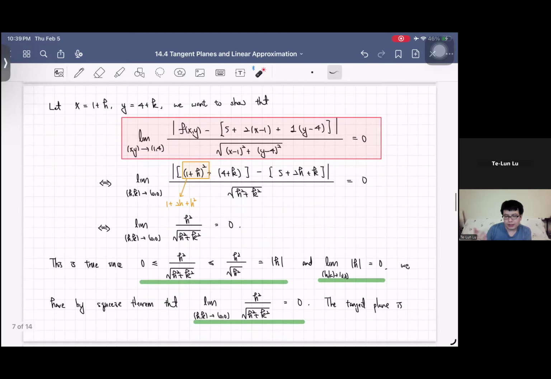And we can prove that simply by something like the squeeze theorem. Obviously this is larger than or equal to 0. That's okay, the left-hand side is really nice. And obviously it is less than or equal to this guy, right? Because we decrease the denominator, making the whole fraction larger. And this is simply the absolute value of h, which, as (h, k) goes to 0, obviously goes to 0.